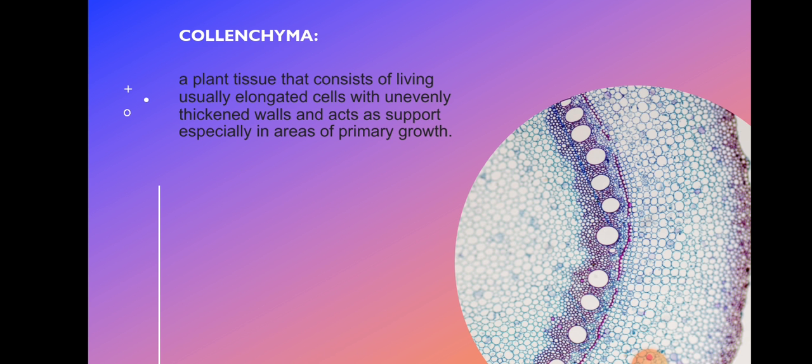Let's go with the collenchyma, a plant tissue that consists of living, usually elongated cells with unevenly thickened walls and acts as support, especially in areas of primary growth when the plant is growing in the early stages. This collenchyma will give support to the plant, and they have thick-walled, longer cells when compared to parenchyma. Okay, this is about collenchyma.